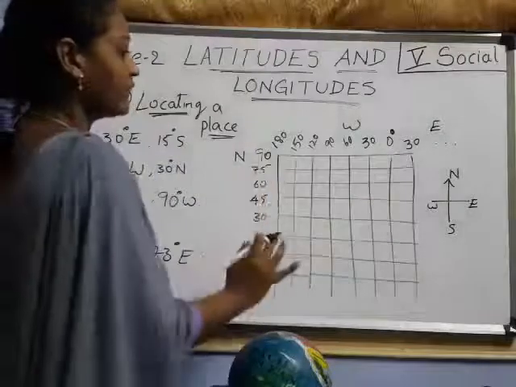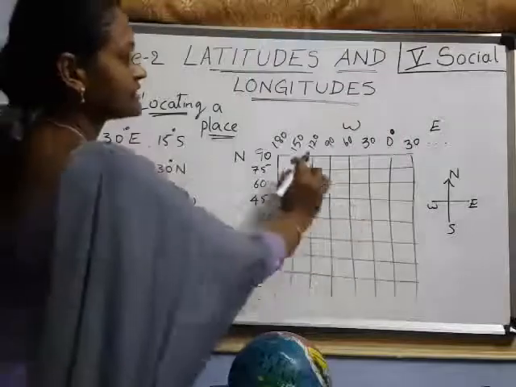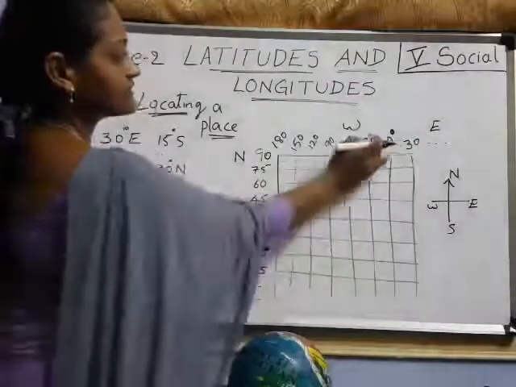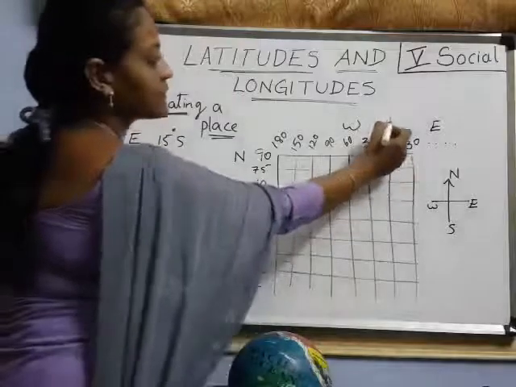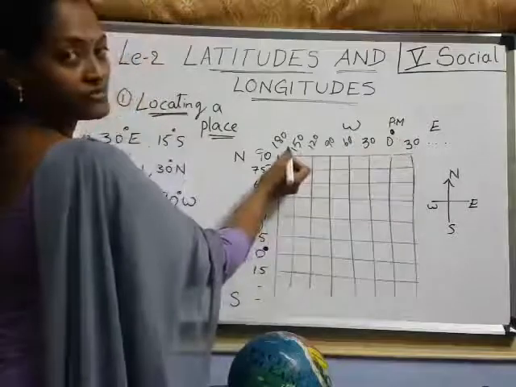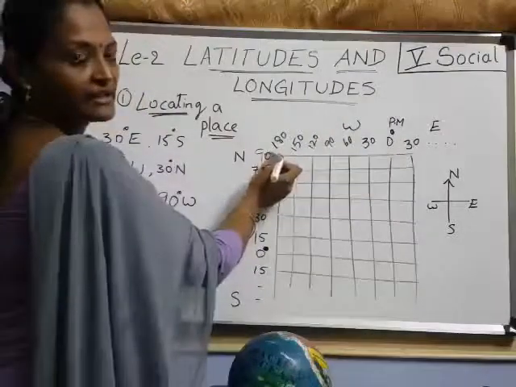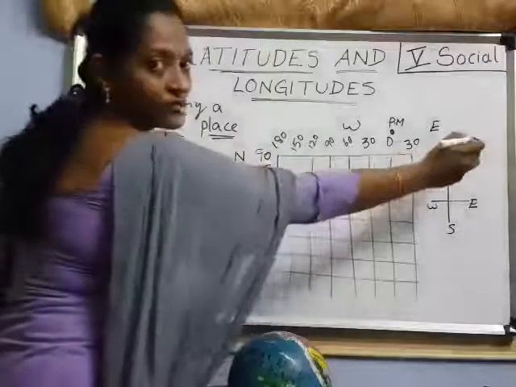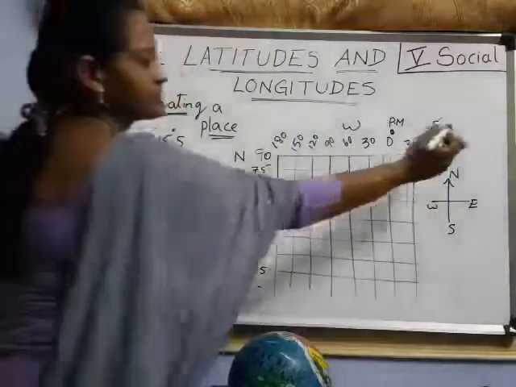Now here what I said, 30 degrees east. Where is 30 degrees? From 0 degrees is the prime meridian, right? This is the prime meridian. From 0 towards the west side, the western hemisphere has these degrees up to 180, right? And that side also up to 180. So 30 degrees east means this line.